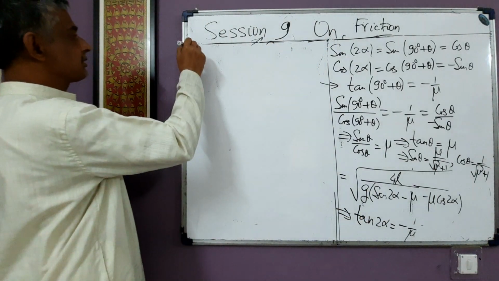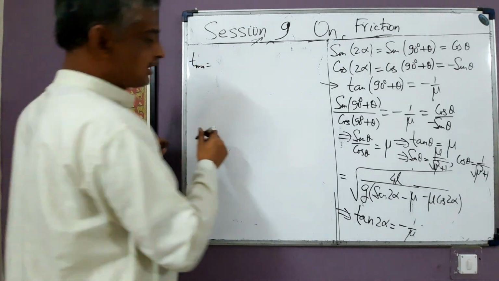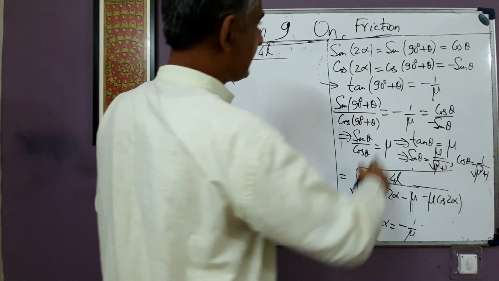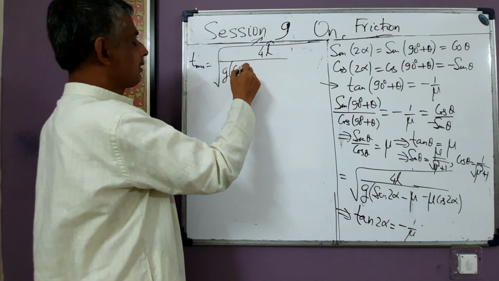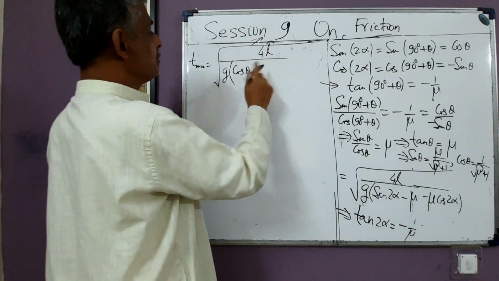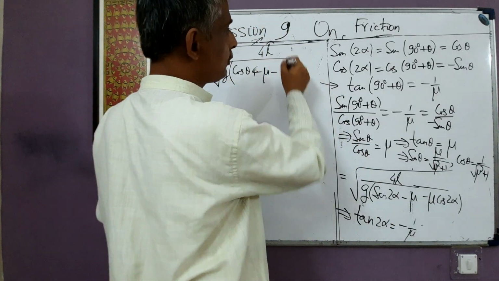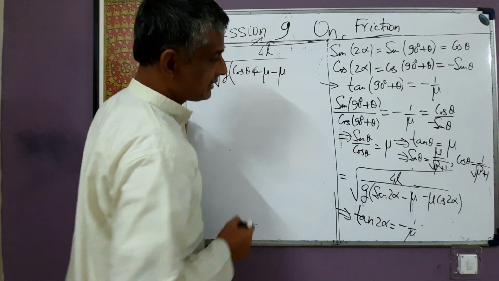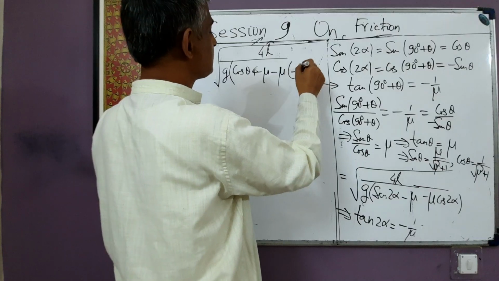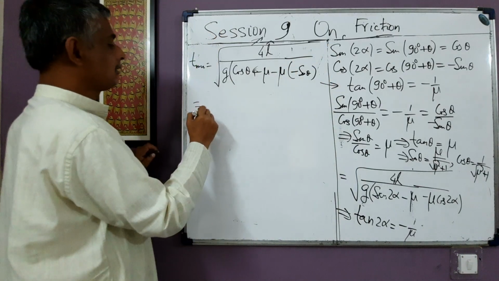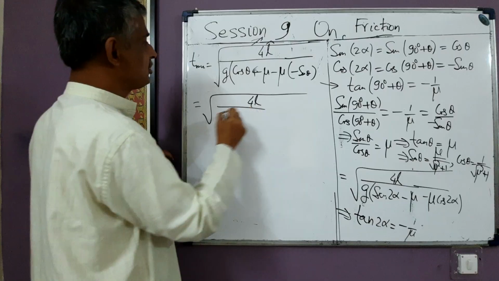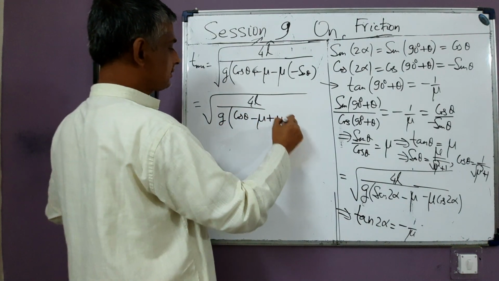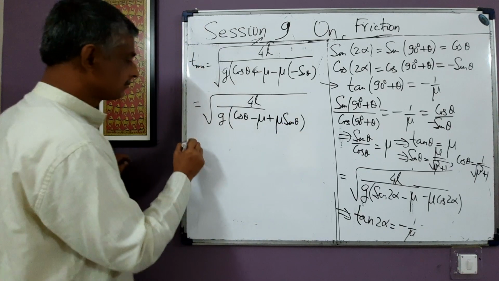So, T min will be this. T min is the same as root under 4L by g, into sin 2 alpha, which is the same as cos theta, minus mu cos 2 alpha. Cos 2 alpha is the same as minus sin theta, so minus mu cos 2 alpha becomes plus mu sin theta. I hope it is alright. This becomes 4L by g times cos theta minus mu plus mu sin theta.